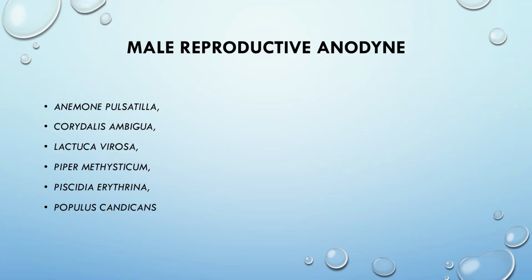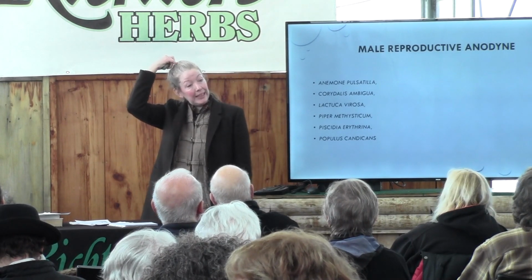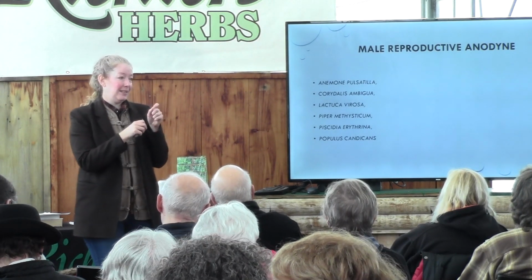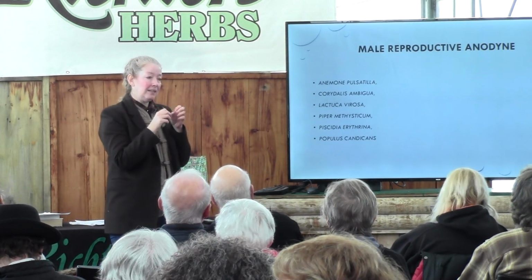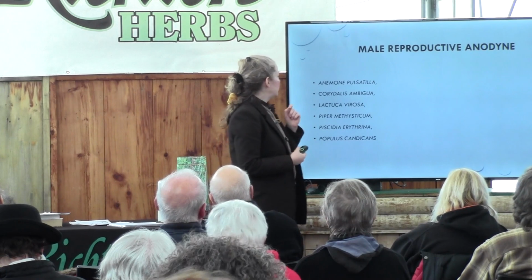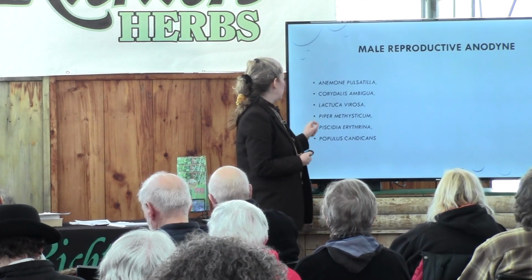The male reproductive anodynes, or pain reducers: the anemone shows up again, corydalis, and lactuca, which we covered, that's wild lettuce, lettuce opium. Piper is kava kava, the social lubricant, an antispasmodic. We use piper a lot for people who are passing kidney stones too. It's anesthetizing to the urethra. So that's an interesting part of that.